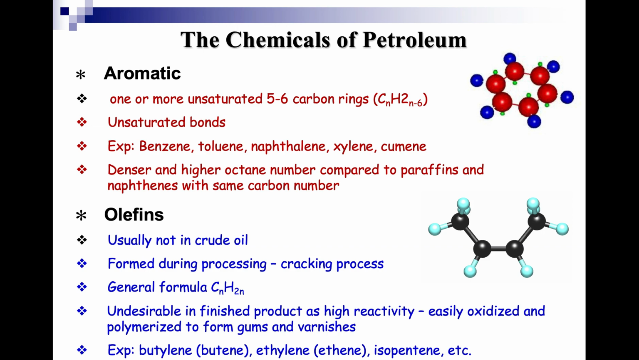And next one we have is olefins. Olefins are usually not in crude oil, and are formed during processing, which is during the cracking process, which will be covered further by one of you during your STL lecture. The general formula for olefins is CnH2n. However, it is undesirable in the finished product because of its high reactivity, which is easily oxidized and polymerized to form gums and varnishes. The examples are butylene, butene, ethylene, ethene, isopentane, and so on.